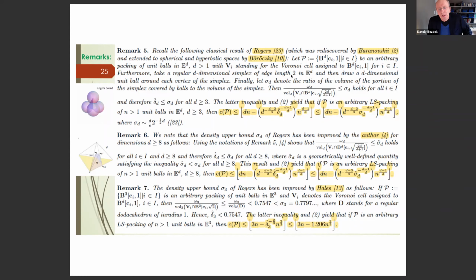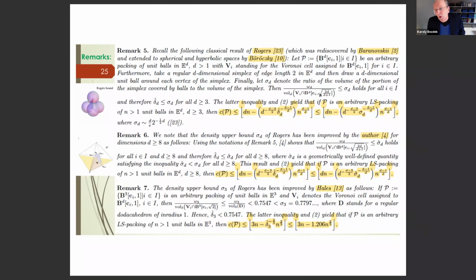It turns out that actually Rogers proved more. What he proved was that the density of a unit ball in its truncated Voronoi cell is upper bounded by sigma sub d, where the truncation radius is not the square root of d, which I have been using in my theorem.